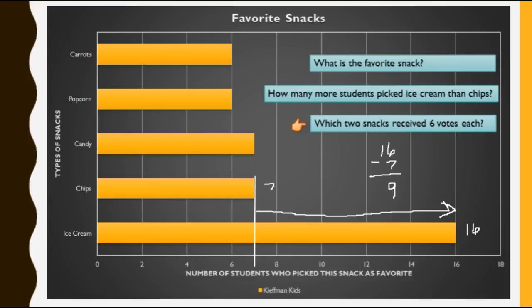Okay, and then which 2 snacks received 6 votes each? Okay, so let's count 6 votes, and let's look up, this is more, this is more. Here's 6, and here's 6. So popcorn and carrots both received 6 votes.